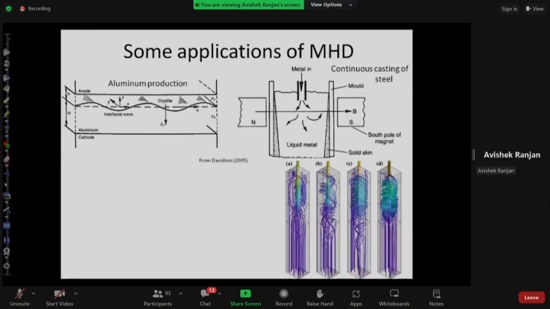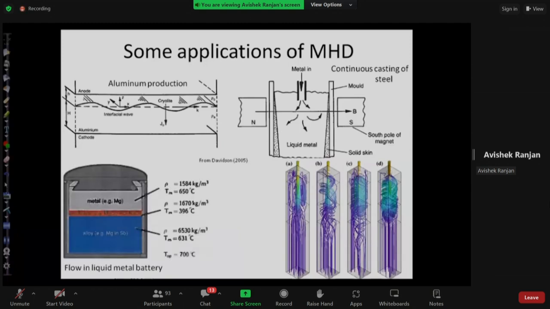Sometimes the magnetic field, and in this case an alternating magnetic field, is used to create what is called electromagnetic stirring. In this figure D, we have a magnetic field present, and figure A has no magnetic field. These streamlines show you the swirl which can be created with the help of a magnetic field. This process is called electromagnetic stirring, or EMS. The opposite was called EMBR, or electromagnetic braking.